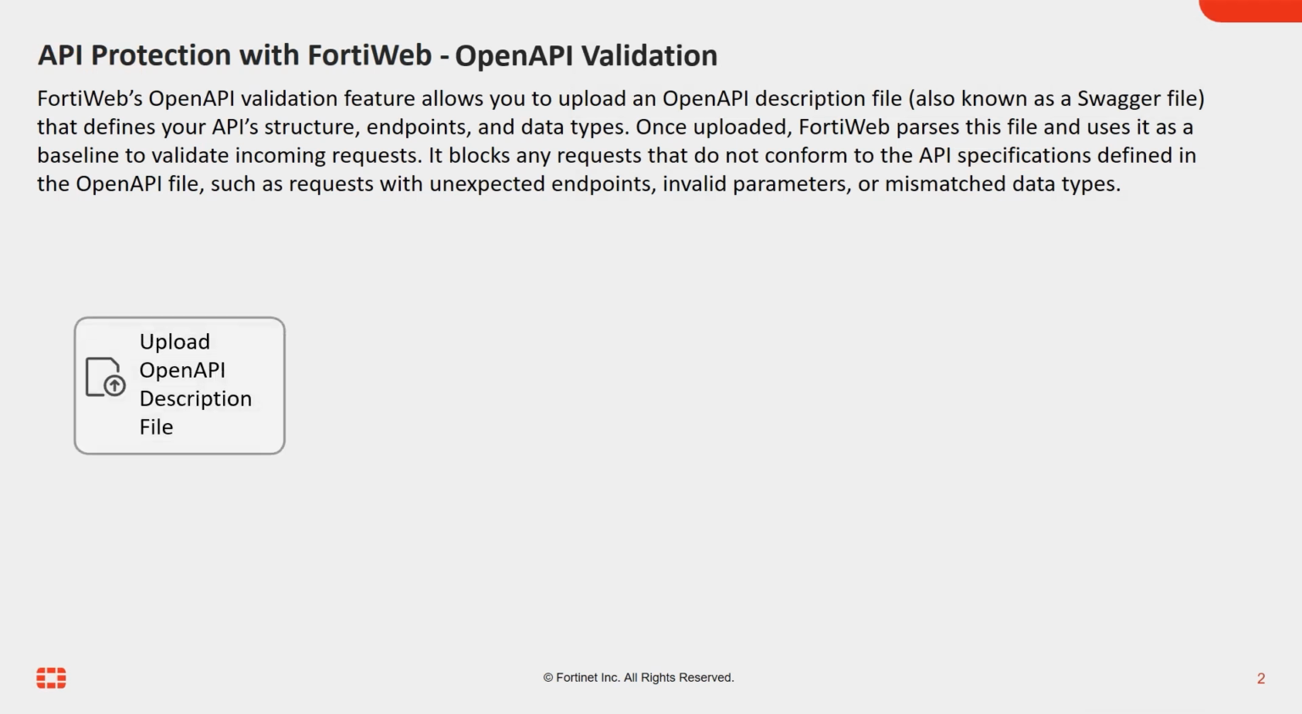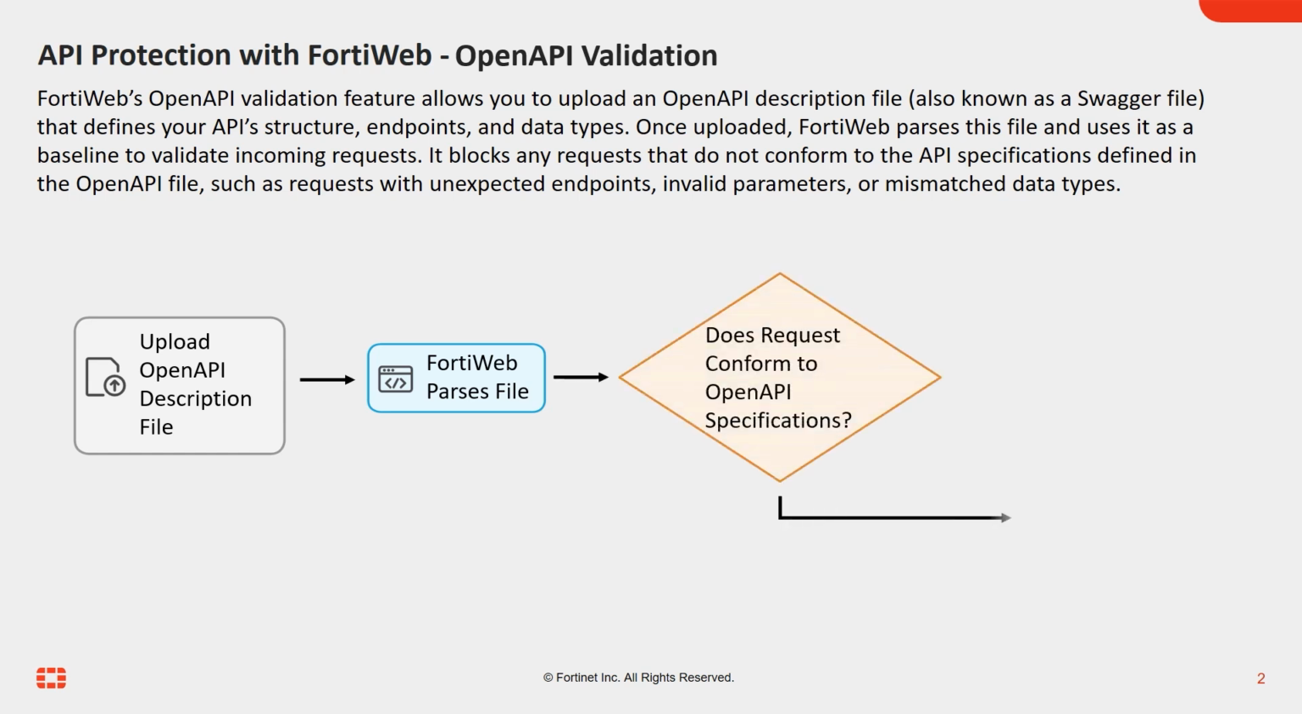You can upload an OpenAPI description file that defines your API structure, endpoints, and data types. Once uploaded, FortiWeb parses the file and uses it as a baseline to validate incoming requests. It blocks any requests that do not conform to the API specifications, such as those with unexpected endpoints, invalid parameters, or mismatched data types. Requests that match the defined API structure are allowed.